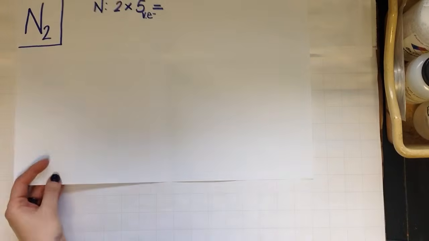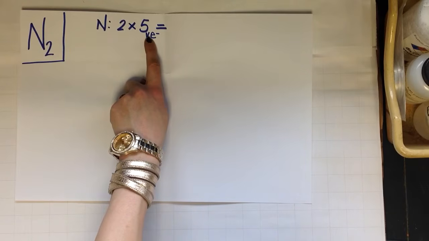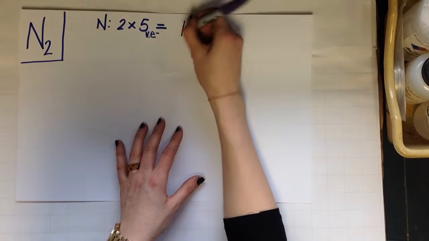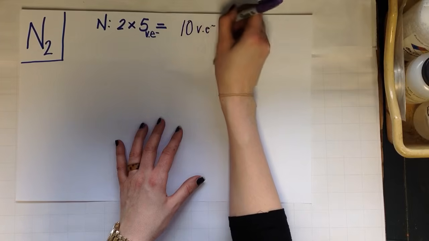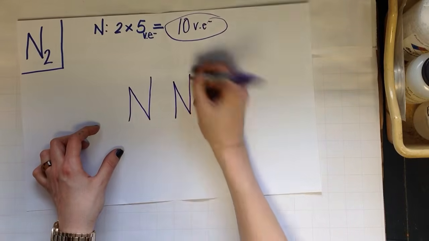How about nitrogen bonded to nitrogen? So I have 2 nitrogens. Each one comes with 5 valence electrons that I found on the periodic table for a total of 10 valence electrons. That's how much I have to use. So I got nitrogen bonded to nitrogen, okay?